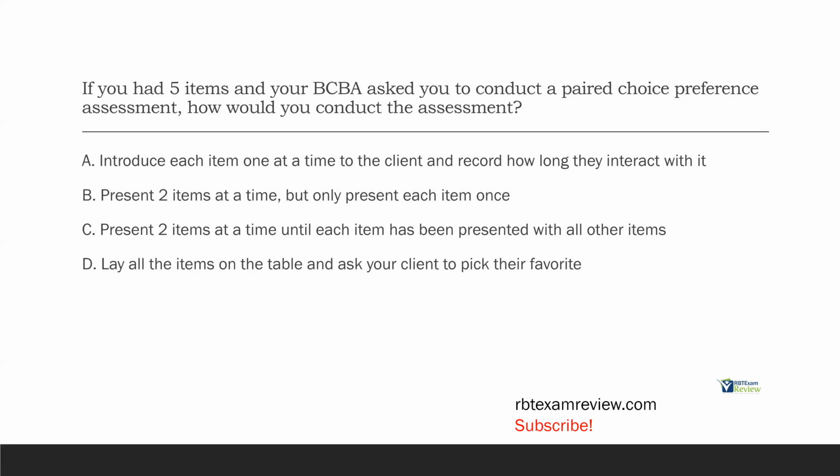C, present 2 items at a time until each item has been presented with all other items. Now we're talking, right? We're presenting 2 items at a time and presenting it to the point where we've presented each item together. And then D, lay all the items on the table and ask your client to pick their favorite. If we were to put all the items out, 3 or more, on an array or on a table, that would be a multiple stimulus preference assessment, not what we're looking for. So if we're going to conduct a paired choice preference assessment, we have to go with C. Present 2 items at a time until each item has been presented with all other items.